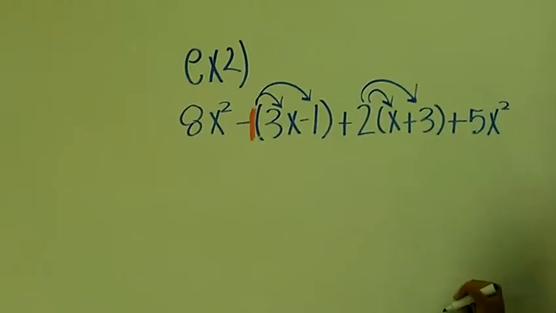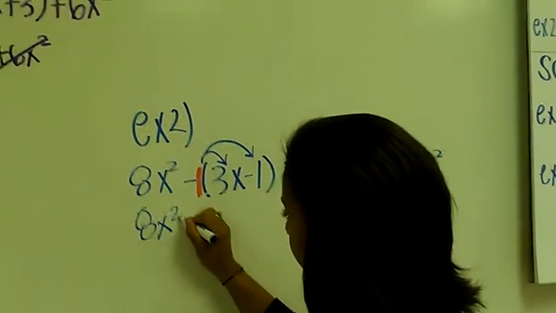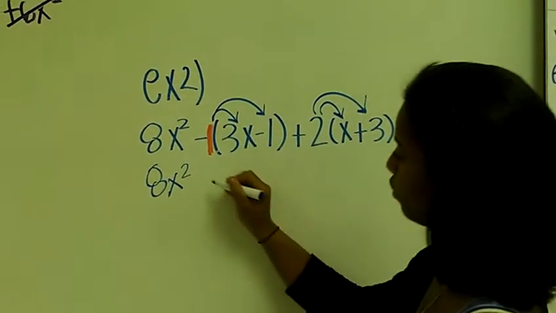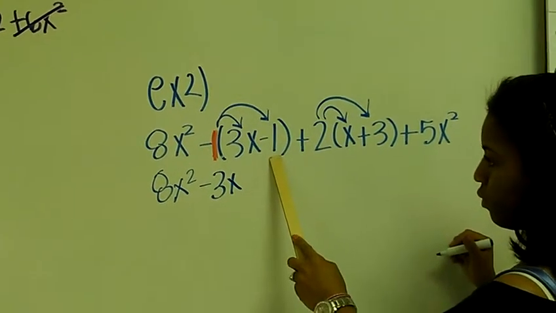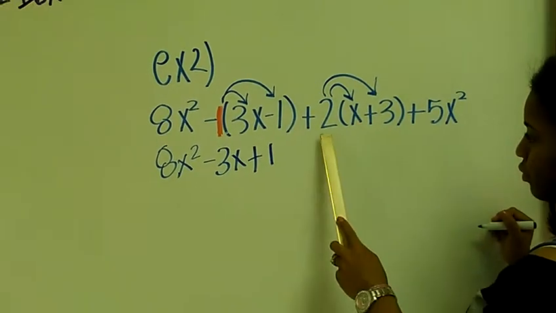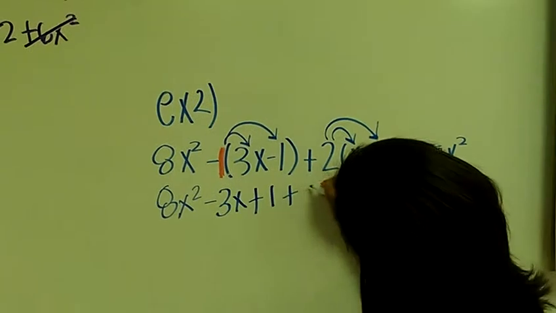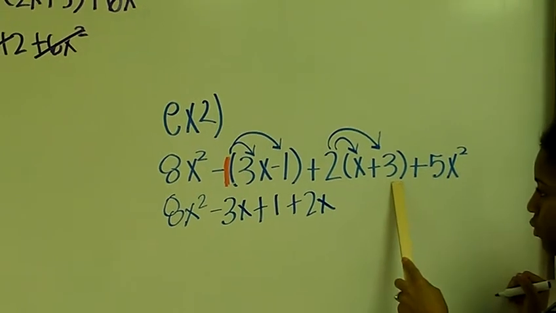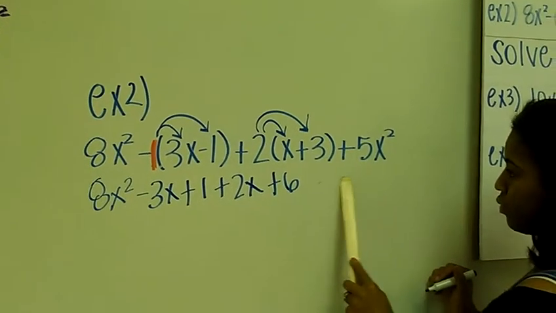Okay, next line. Bring down your 8x squared and our distributive property. Negative 1 times 3x gives us negative 3x. Negative 1 times a negative 1 gives us positive 1. Next set of parentheses. Positive 2 times x gives us plus 2x. Positive 2 times 3 gives us plus 6. And we bring down the plus 5x squared.